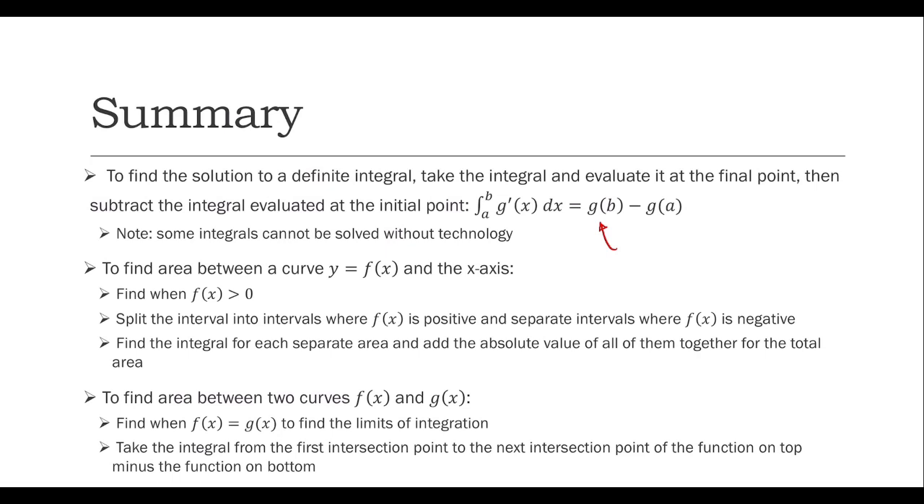And then you'll find the integral for each separate area and add the absolute value of all of them together for the total area. And to find the area between two curves, you'll find when the functions are equal to each other to find your limits of integration, and take the integral from the first intersection point to the next intersection point of the function on top minus the function on bottom.